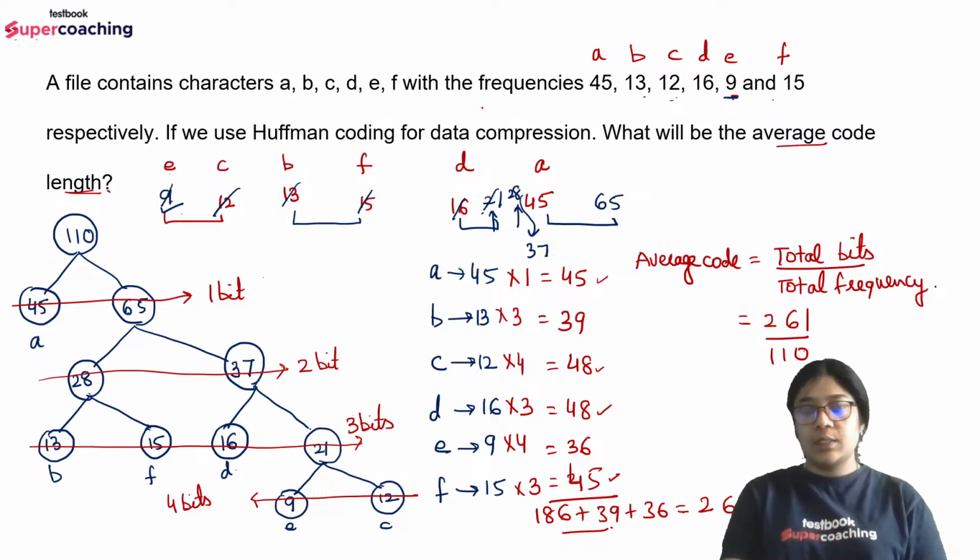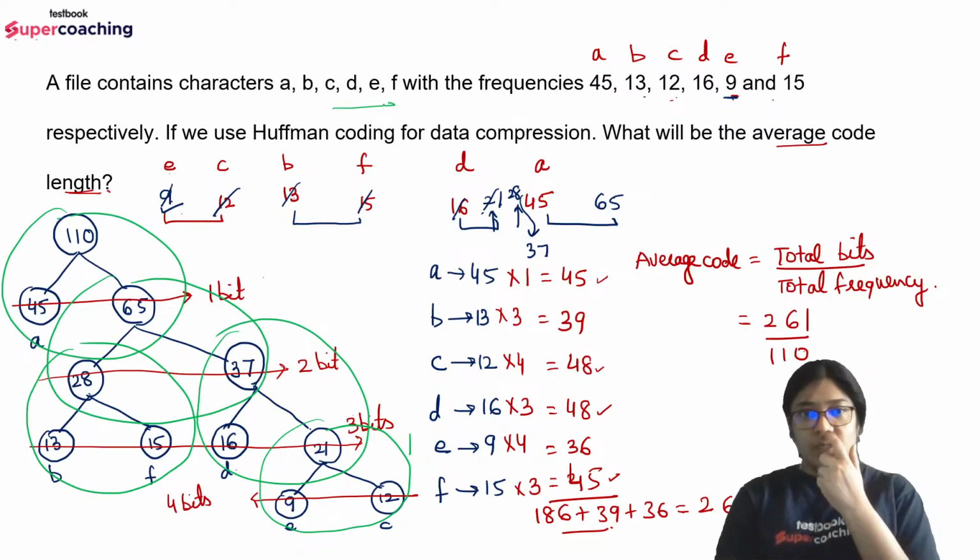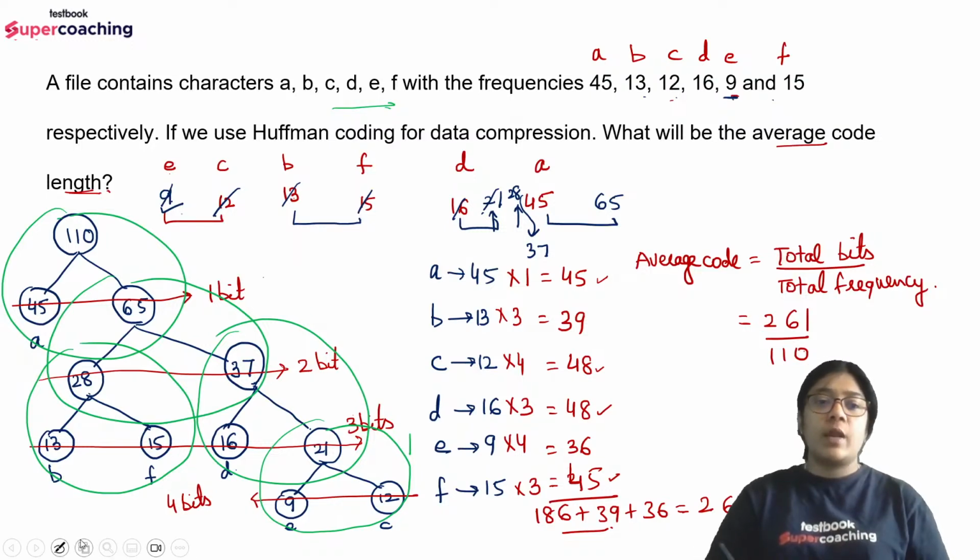Now here you had 6 characters. How many times did the step repeat? Every time we are considering 2 minimums. First time the step repeated, then second time, then third time, fourth and fifth time. So total 6 characters were given, so this step is repeated n minus 1 times.